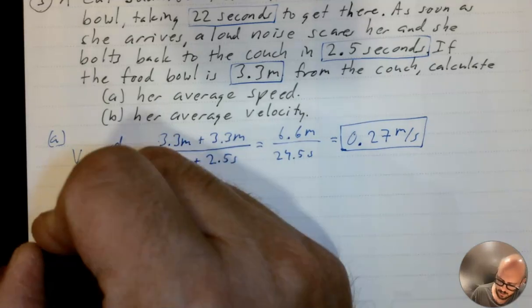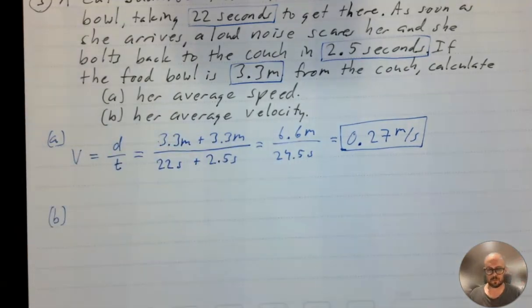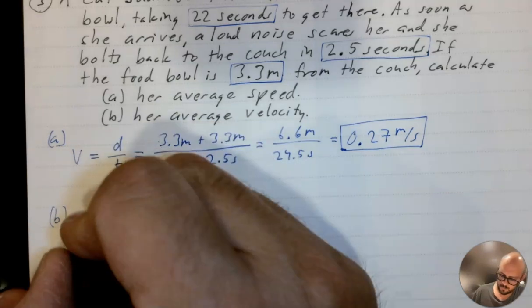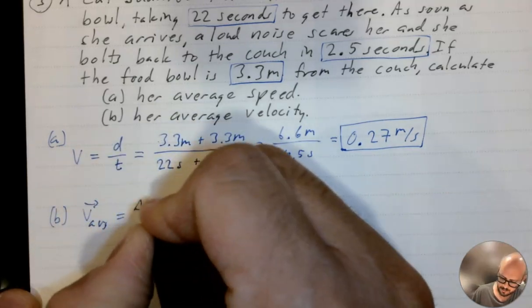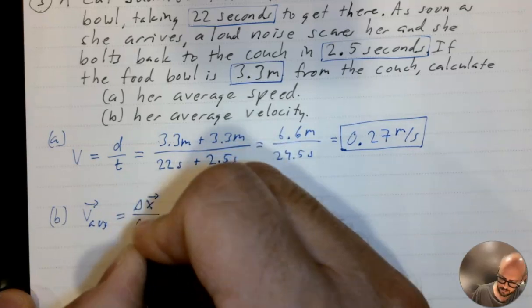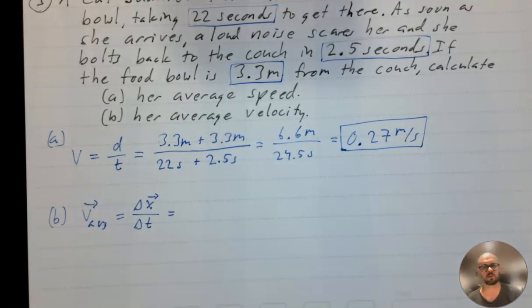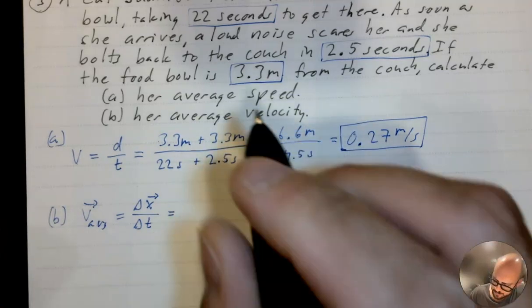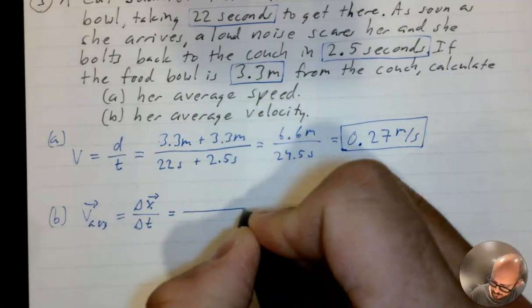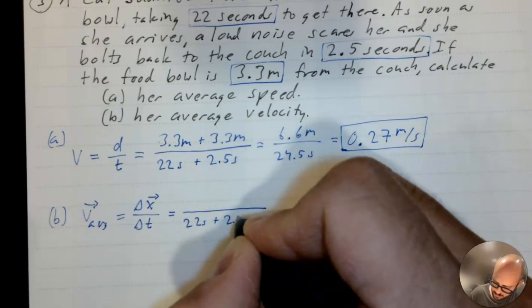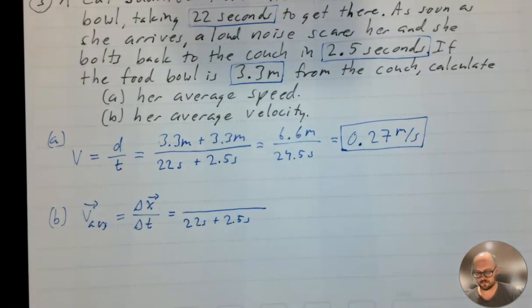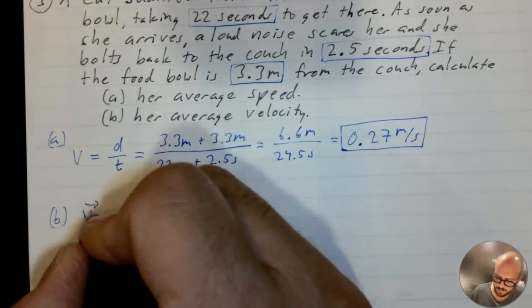All right. Part B. Part B is average velocity. So average velocity is displacement divided by time. I'm going to set this up, but if you've been following along, you might see the trick here. The displacement I'm going to do in a minute, but the time is the same. So 22 seconds and 2.5 seconds. That's the total time elapsed.